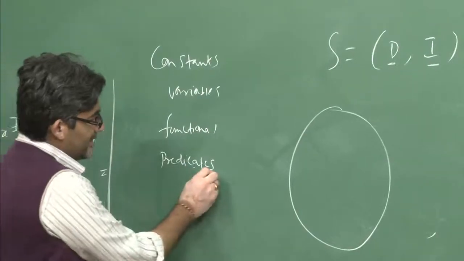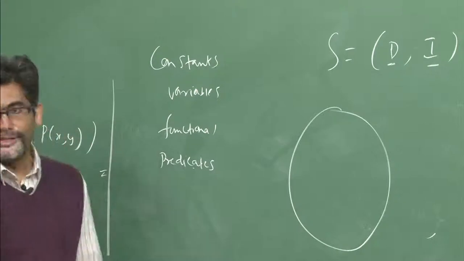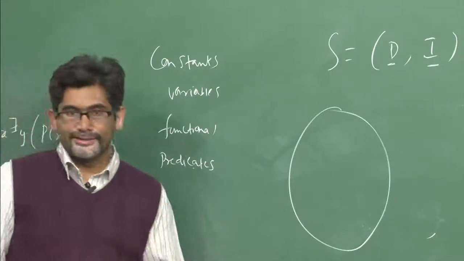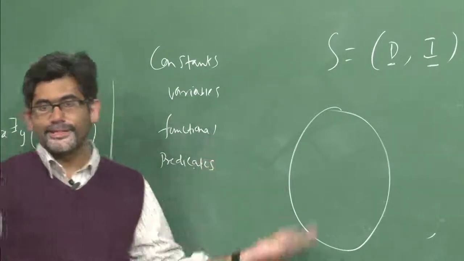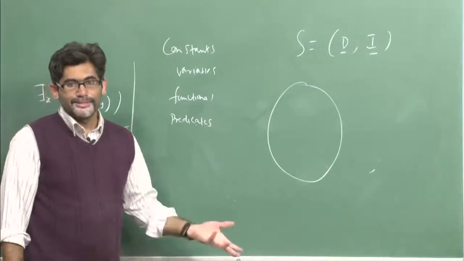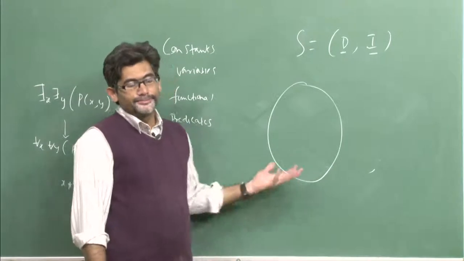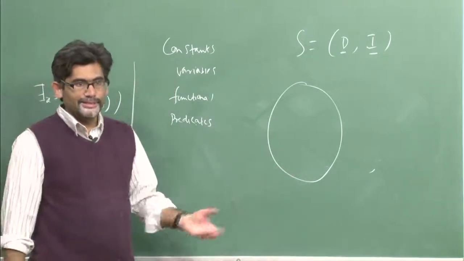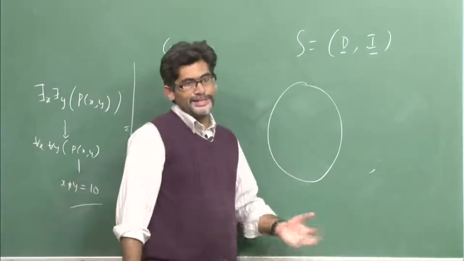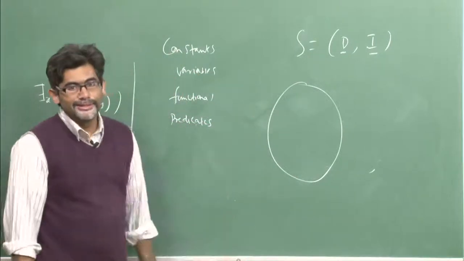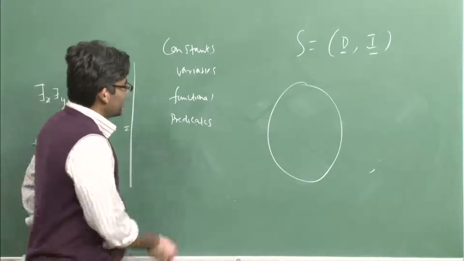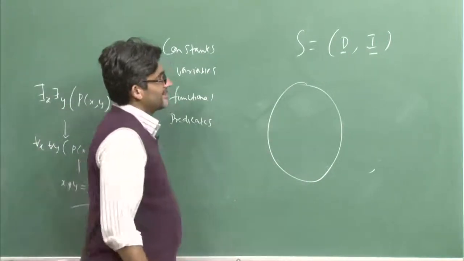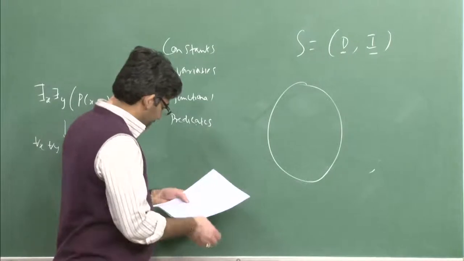Now these predicates have to be mapped to something in the domain, which has to be either true or false. In the case of truth sets that we have seen, P(x) where x is even, that P(x) is going to be true when you take all the even numbers, and if you take all the odd numbers, P(x) is going to be false. So that has to be mapped to something such as T and F.